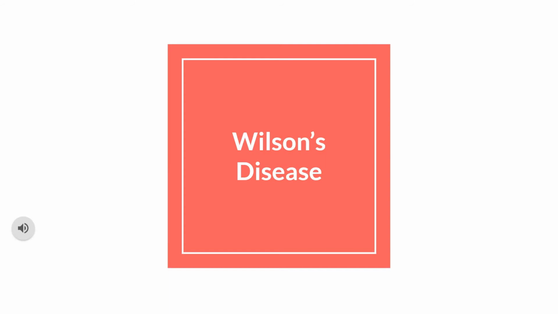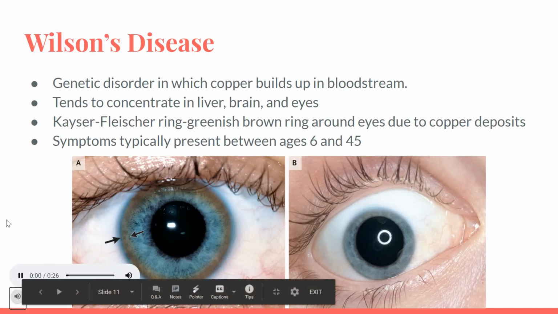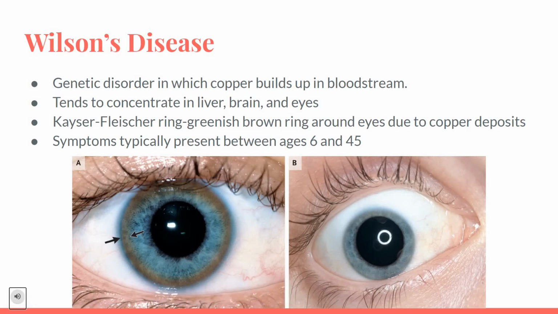The other liver-related illness that we will be covering today is called Wilson's disease. Wilson's disease is a genetic disorder in which copper builds up in the bloodstream. The copper is not properly removed by the liver, and it will tend to concentrate there as well as in the brain and eyes. Sometimes a Kayser-Fleischer ring will form, and this is a greenish-brown ring around the eyes due to copper deposits. Symptoms for this disease typically present between ages 6 and 45.